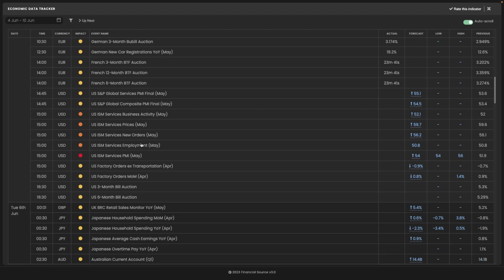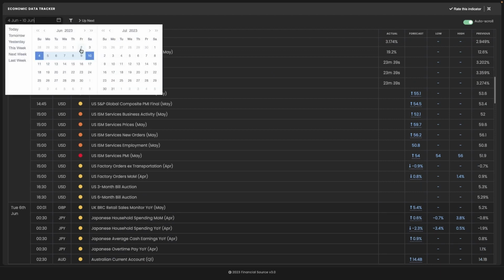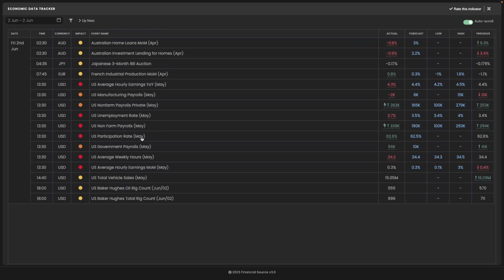Now, remember the Friday data, we saw some stunning jobs data from the US. Headline 339,000, well above the maximum expected 293. So that's 339,000 jobs added to the US. And on top of that, participation rate higher and average weekly hours, and the government payrolls higher and average hourly earnings as expected. Now, the negative, of course, was unemployment was very high, 3.7%.